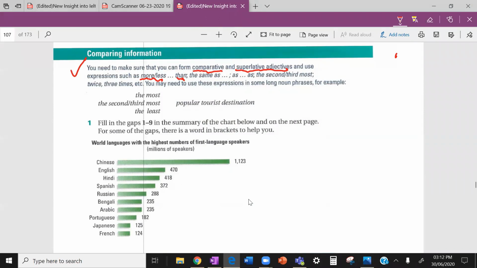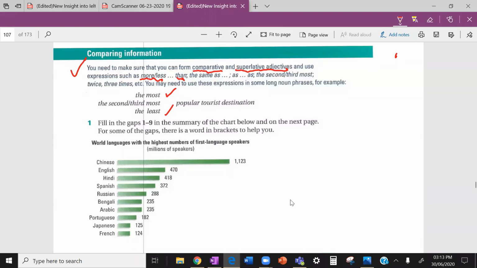The most, the second most, the third most, twice, three times. You may need to use these expressions in some long noun phrases. For example, you can use these: the most, the second, third most popular tourist destination, or you can use the least. Something like that.